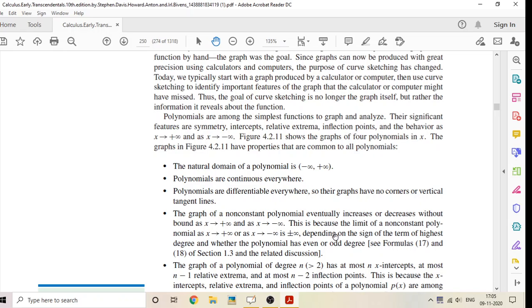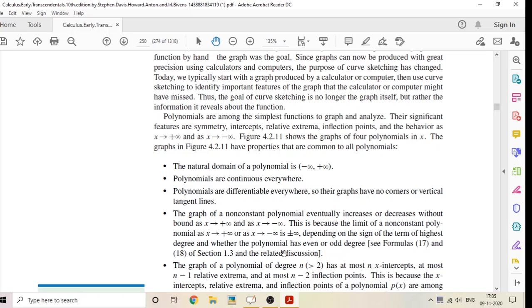If you have an odd degree polynomial, then as x tends to infinity, the polynomial value goes to infinity. Similarly, when you take minus infinity, the value will be minus infinity. So the graph will have an end behavior depending on the sign of the term of the highest degree and whether the polynomial has even or odd degree.